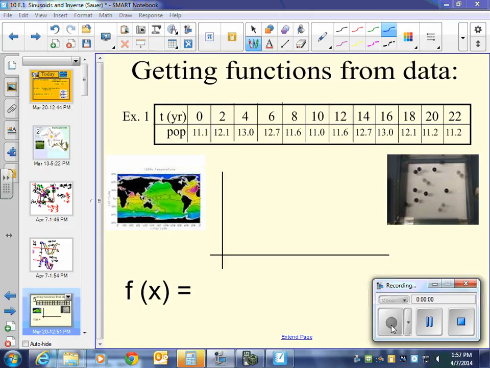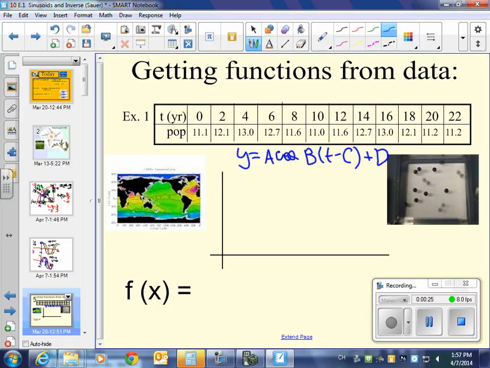We look at graphing a function, coming up with an equation from real data. It's pretty promising if you're going into a math career, or if you're going to use mathematics, you're going to be making models from data. In this case, we're going to look at the equation y is equal to a cosine b times t minus c, plus d. This is the equation we're going to use.